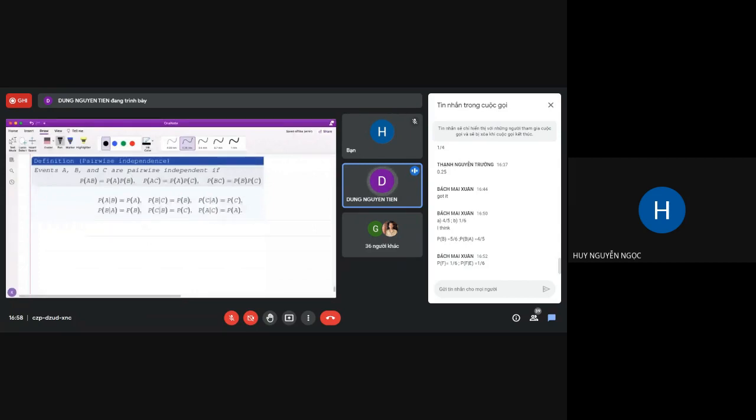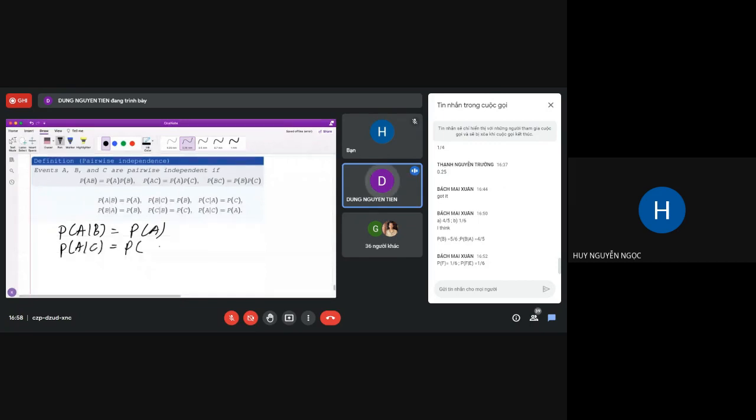So if A, B, C are pairwise independent, then the conditional probability of A given B is equal to probability of A. Conditional probability of B given C is equal to probability of B, and so on. So if you have two events, you can always drop the condition when you compute the conditional probability like this one. So we get this: A given B equals the probability of A, and A given C equals the probability of A.